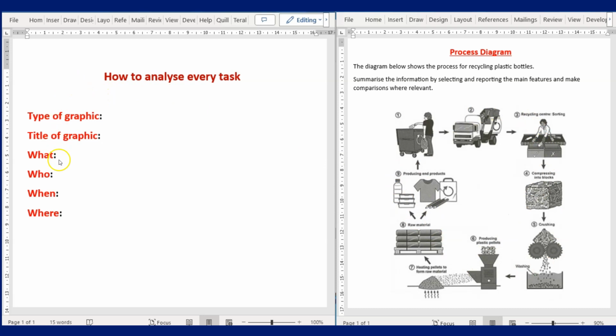And I want you to write your answers. Tell me the type of graph, the title of the graph, in case there is any. What is the graph talking about? Who are those involved? When and where? So you have to answer all those questions.